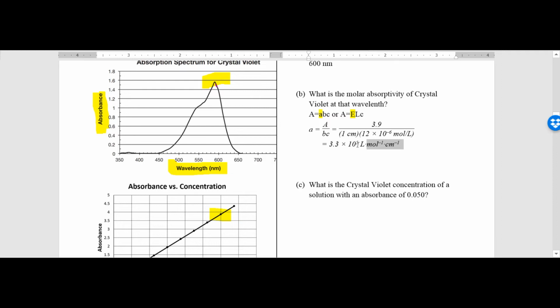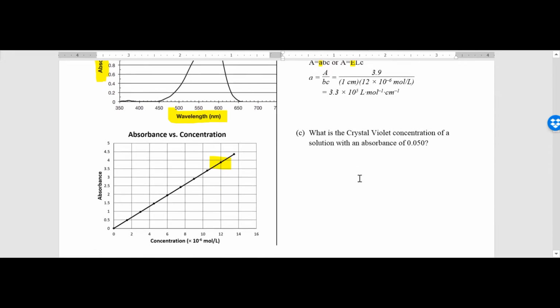So don't forget your units. That is usually 1 point if they give you this type of question, especially for the molar absorptivity, because molar absorptivity units usually change. So make sure you get your units down. Right, and it's just the centimeters and the moles and the liters right here.